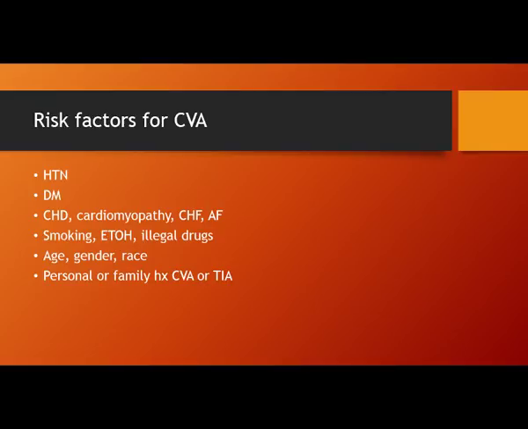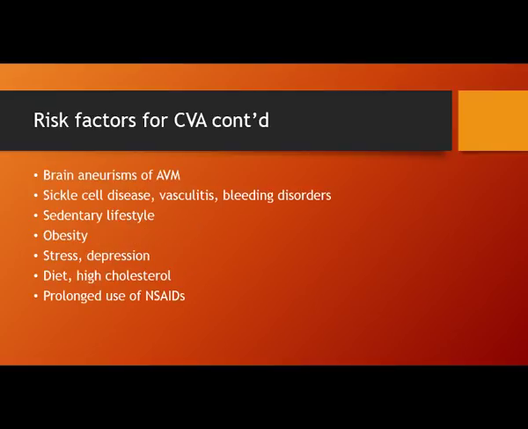Smoking, alcohol, and illegal drugs are also risk factors. And then increasing age, male gender, although females have more fatal outcomes, and race; African American race is a risk factor too. And then any personal or family history of CVA or TIA. If you've had one, you're at higher risk for having another one.